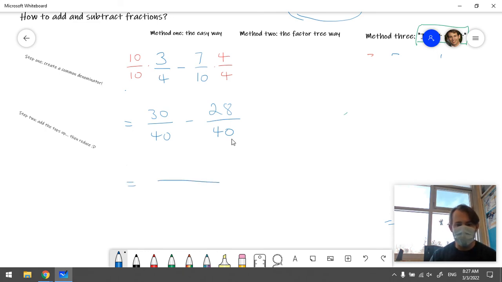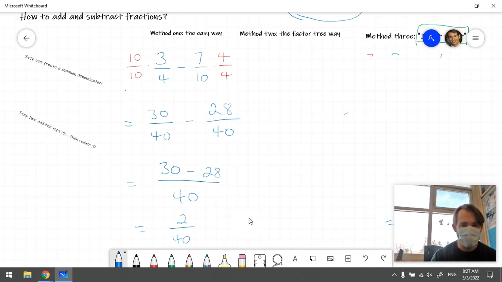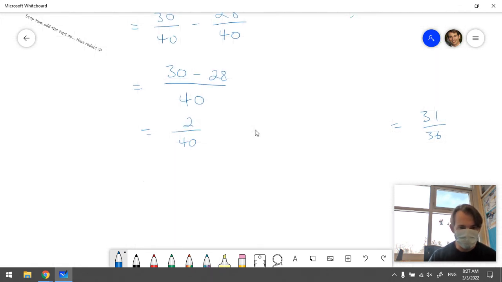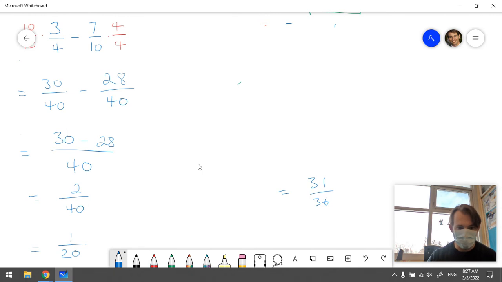Now I put them all over the same denominator, and I have 30 minus 28, because if I have 30 of something and then I take away 28 of something, I will have 2 of something left. And now this gives me 2 over 40, and 2 over 40 happens to be 1/20th. Hold your applause. That's a little bit like telling the sun to rise in the morning. Of course it's going to do that.